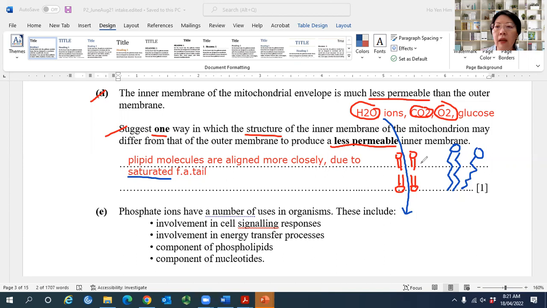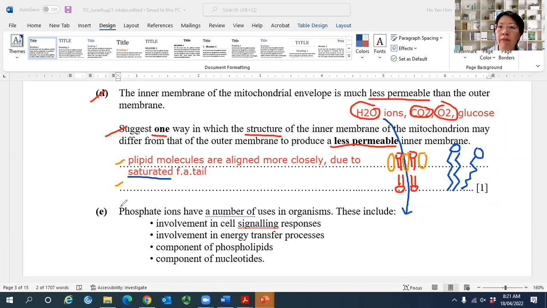Of course, second, possibly there could be more cholesterol. There will be more cholesterol in the membrane. When there is more cholesterol, it will be seated in the gap between the phospholipid molecules. So that will also deter and block these molecules from passing through. So that's the second answer, more cholesterol.